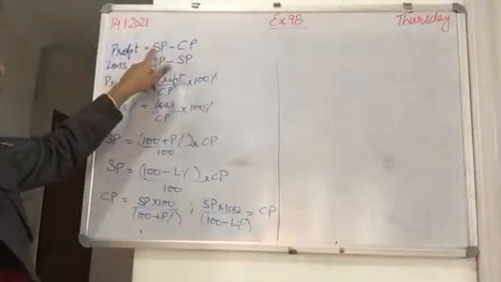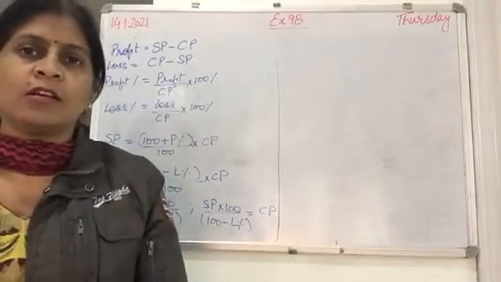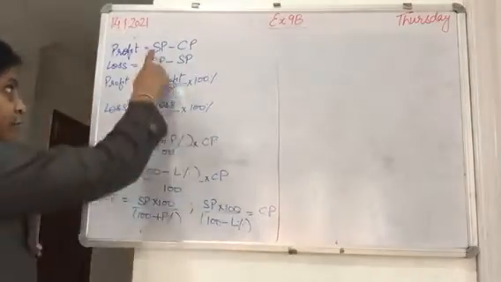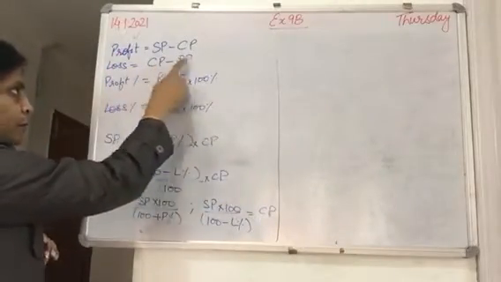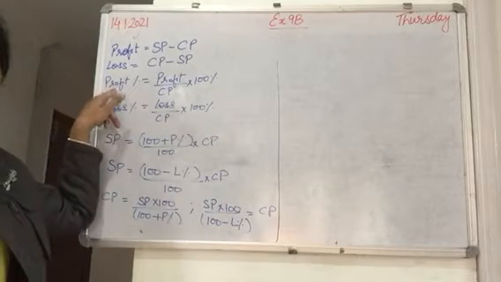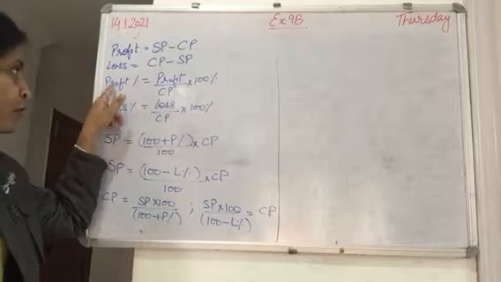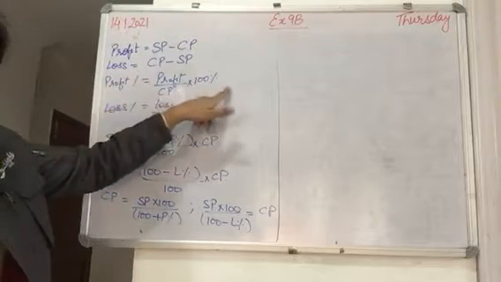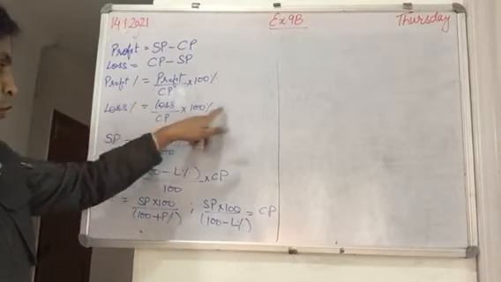So profit equals SP minus CP. SP means selling price, CP means cost price. So selling price minus cost price is profit, whereas loss equals CP minus SP. Profit or loss is always calculated on cost price only. So profit percent is profit upon CP into 100, and loss percent is also the same, loss upon CP into 100.